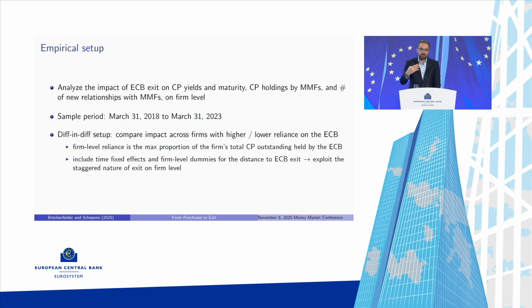Now, higher versus lower reliance is a definition of whether, during the PEPP episode, you as a firm were more reliant versus less reliant on the central bank interventions. So we can include here time-fixed effects and firm-level dummies for the distance to the ECB exit. So the variation we are left with is this staggered nature of the event of exit at the firm level.